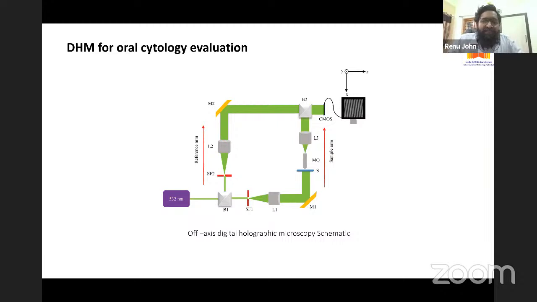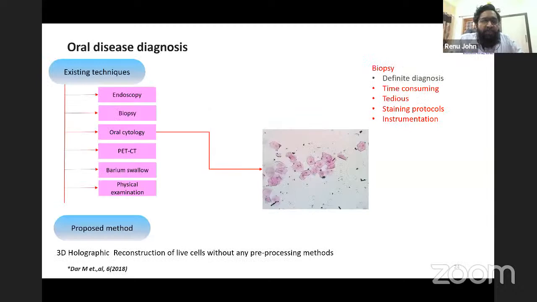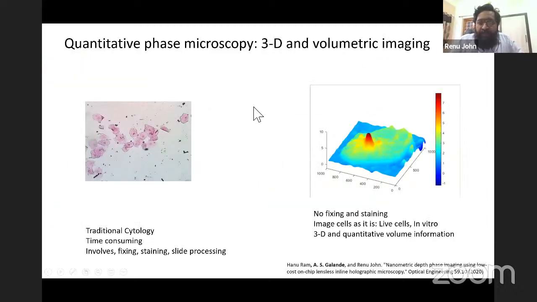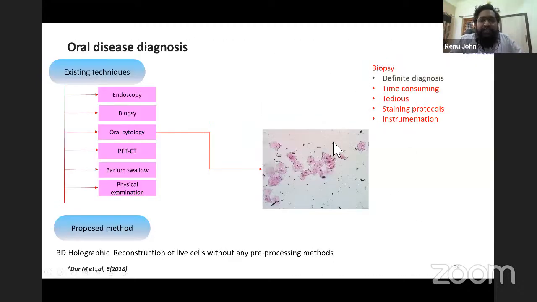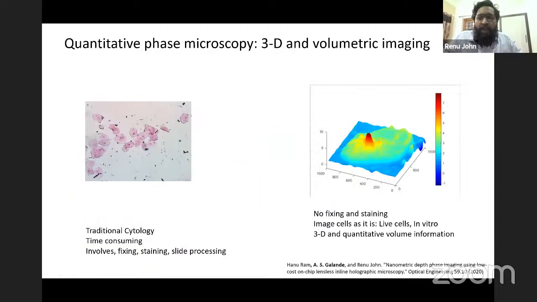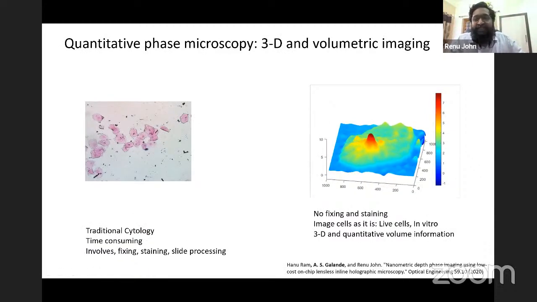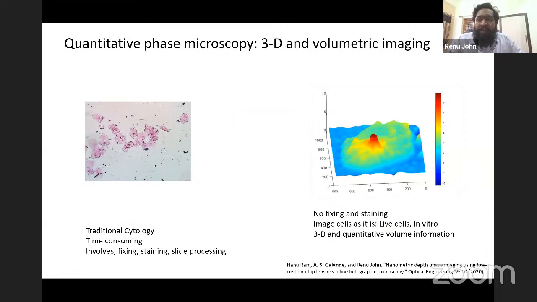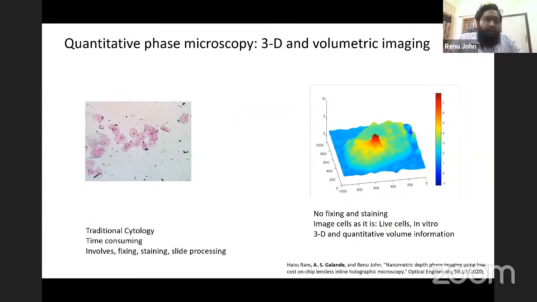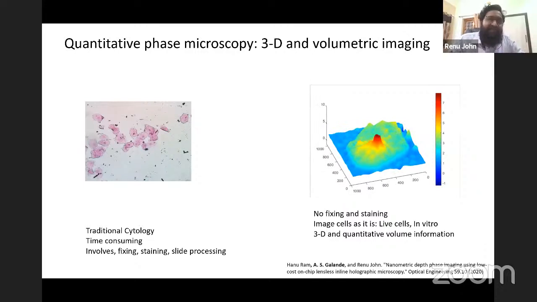So we did the same exercise with the help of a holographic microscope. Typically what we see is this. You can see the cells fixed and stained and loaded onto a microscopic slide regularly. In the case of holographic microscope, this is what we see. We can see an exfoliated cytology cell from the oral cavity. You can really see the prominent nuclei and the cytoplasm and its thickness and everything.